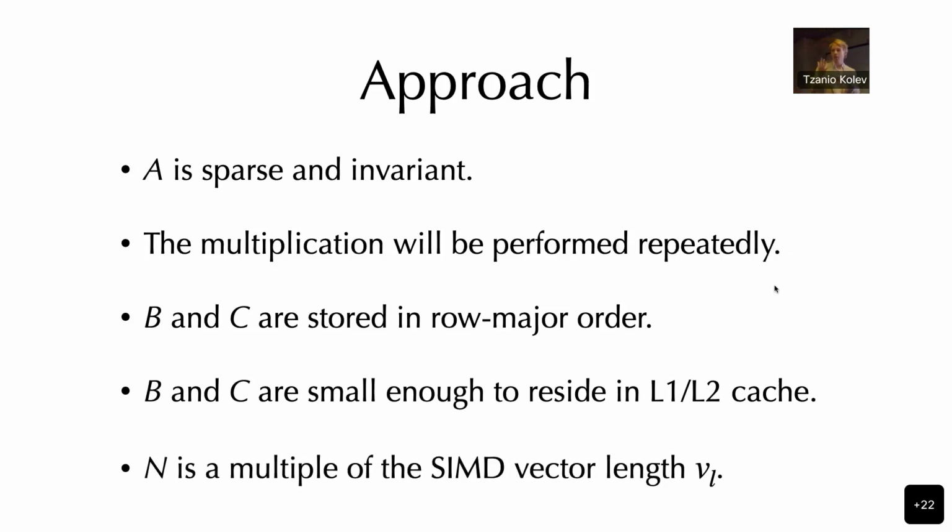So depending on what platform you're running on, this could be 2 if you have 128-bit vectors and are working with double precision numbers, or it could be 16 if you have 512-bit vectors and are working with 32-bit single precision numbers.